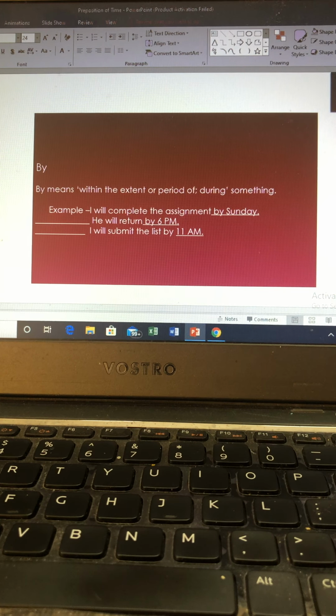This is by, students. When do we use by? Now by means within the extent or period of. That means we are talking about during, something which happened between a period. Like during a period, something happened. Like if we take the example, I will complete the assignment by Sunday.